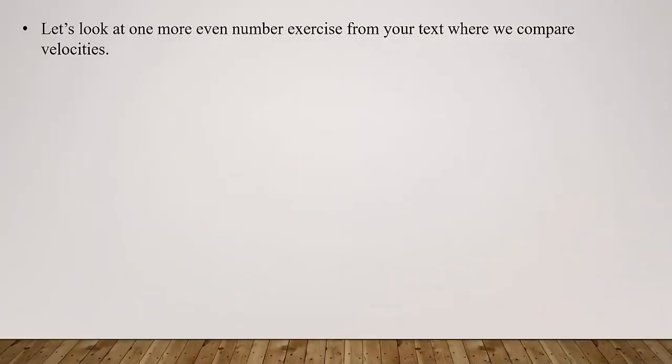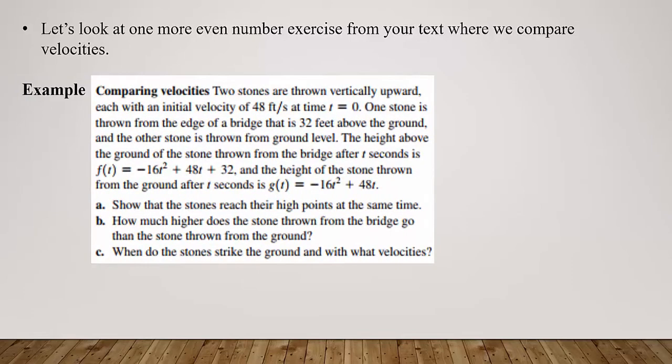All right, let's do one more even numbered exercise from your textbook where we're actually going to compare velocities. So here's the example, take your time, write this down. 2 stones are thrown vertically upward. Each has an initial velocity of 48 feet per second at time t equals 0. That's what it means for an initial velocity. Now, one stone is thrown from the edge of a bridge that is 32 feet above the ground. The other stone is thrown from ground level.